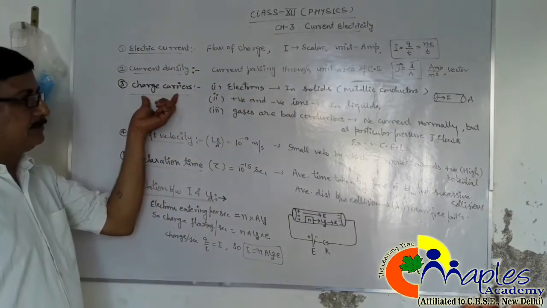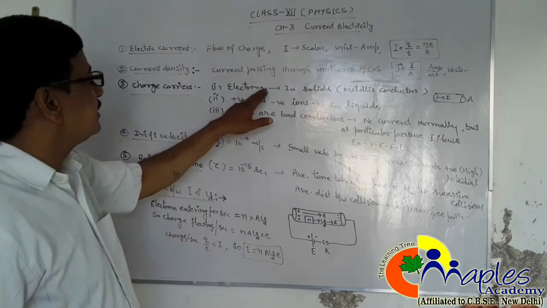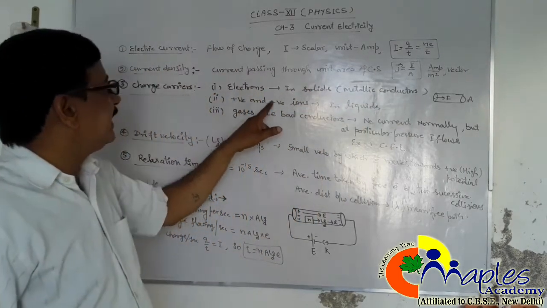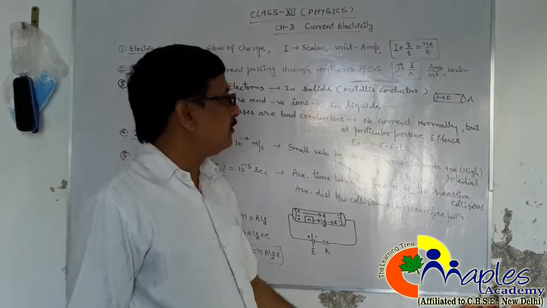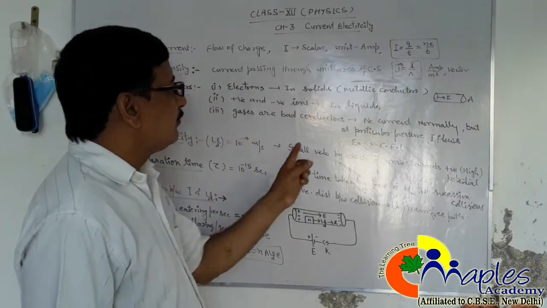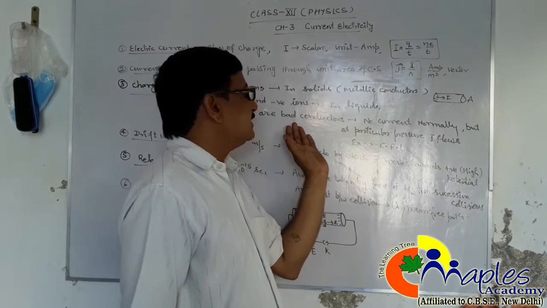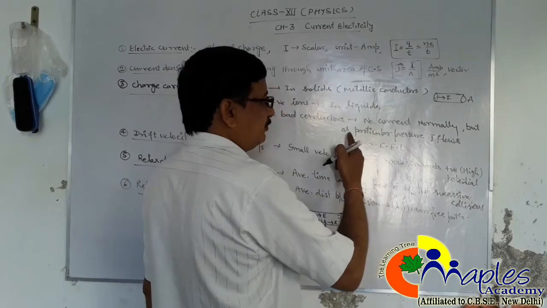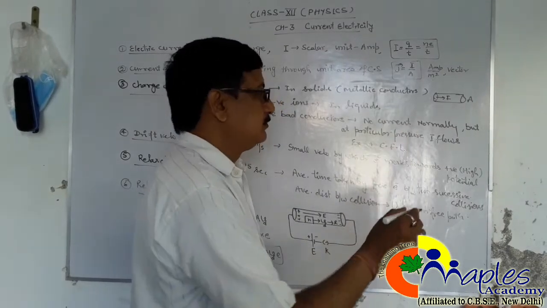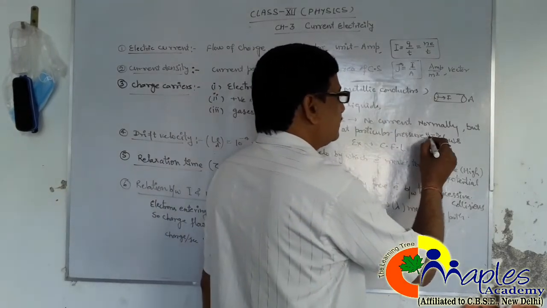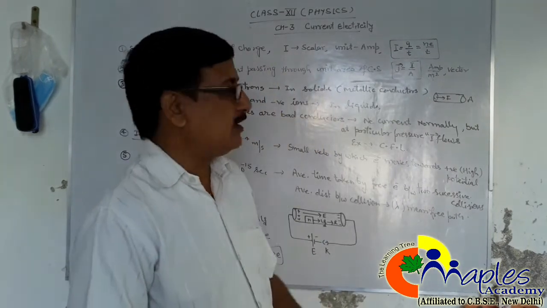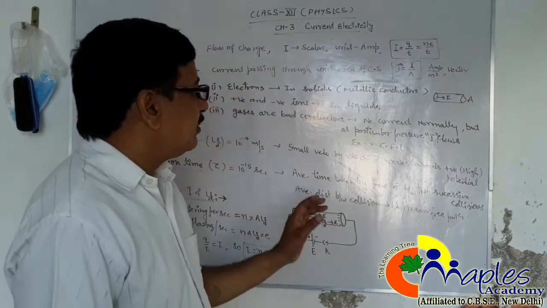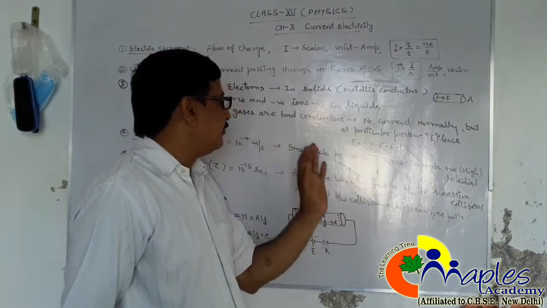Who are the charge carriers? Who carry the charge? Electrons are the charge carriers in solids, especially in metal conductors, and positive and negative ions in liquids called electrolytes, and in gases. Normally no current flows through gases, so gases are bad conductors. But at a particular pressure current flows through gases, and an example is CFL. In our houses we use CFL, compact fluorescent light, through which at a particular pressure current can flow.